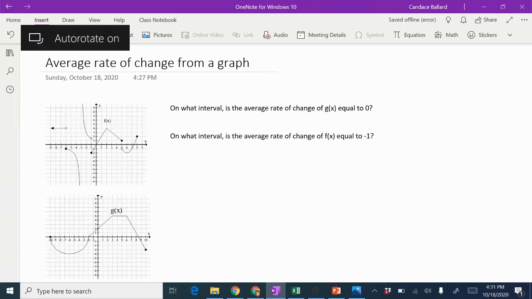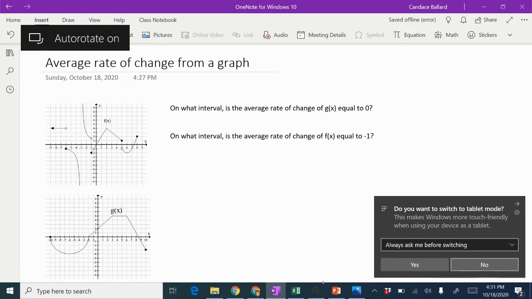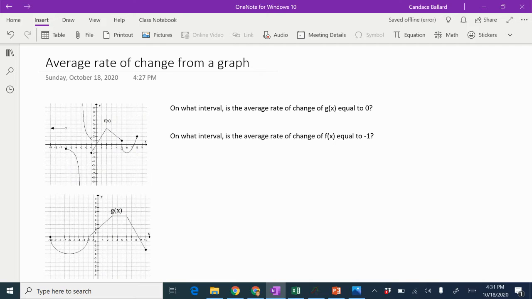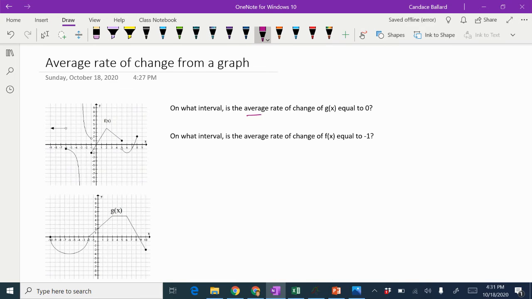In this video, we're going to review average rate of change from a graph. So first thing you want to do is, it's asking us for average rate of change. We note in the question which graph it's asking for and make sure you are specific to the graph. So this is asking about graph of G, so we should be using this second graph.